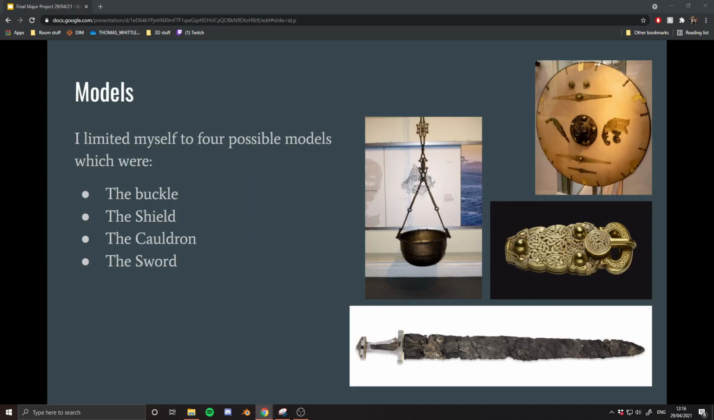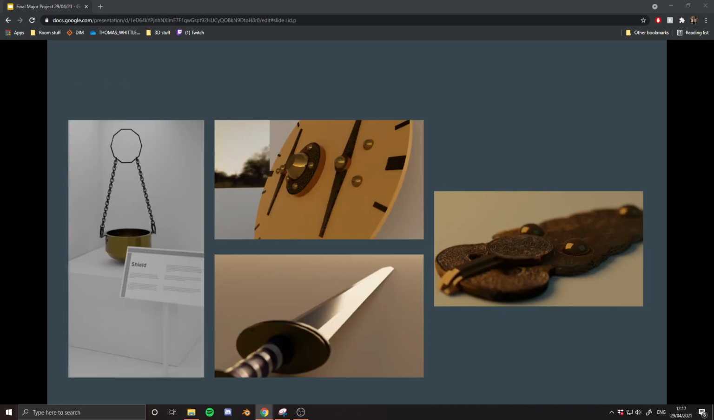For the models, I limited myself to four: the buckle, the shield, the cauldron, and the sword. The reason I did this was down to sourcing normals, which I'll speak about in more detail afterwards, but also creating PBR-based textures and procedural textures. I think these ones had the most detail in them, in the sense of being able to get it out on time while still retaining a high standard of quality. So these are the ones that I went with. These are just some of the images.